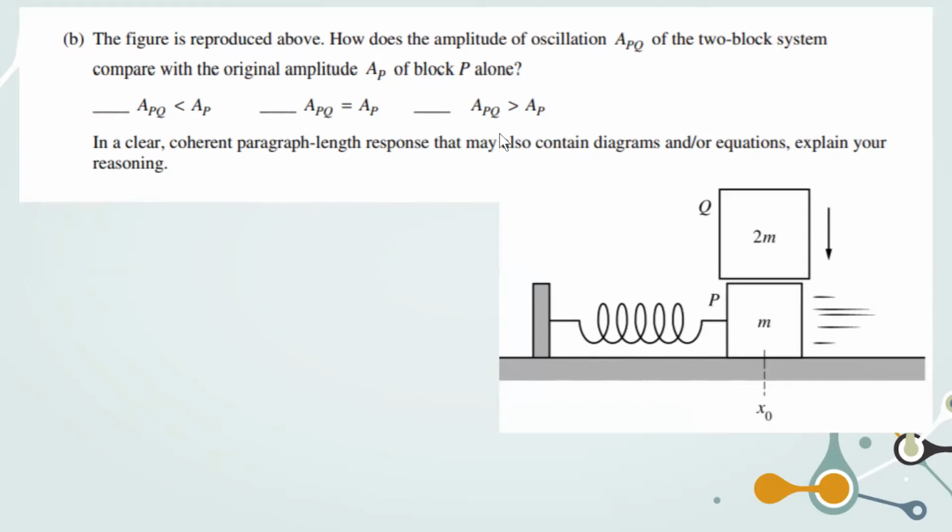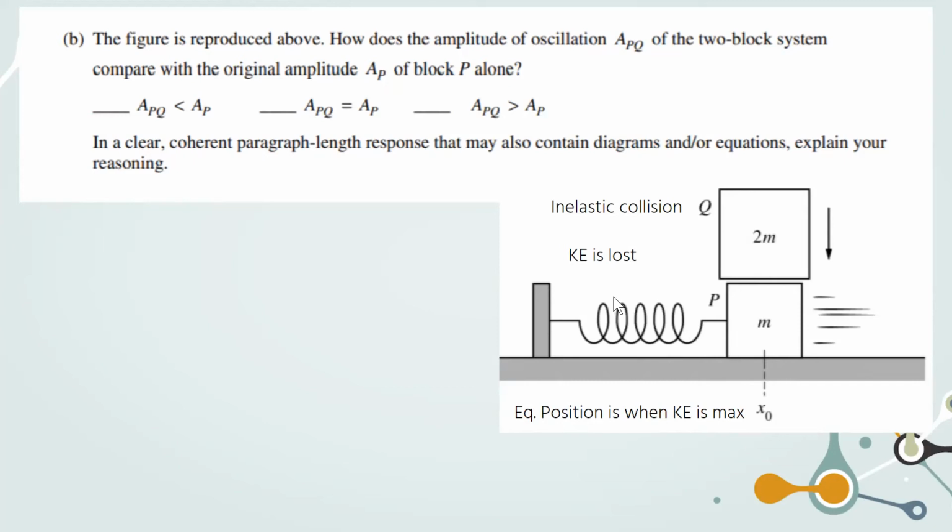So we're asked to compare the new oscillation of APQ. Well, during this change, block Q fell and stuck to block P. Keyword here is that during this collision, the two blocks stuck together. That means it's an inelastic collision. And in an inelastic collision, kinetic energy is lost. And now all this happens at the equilibrium position of the spring. And for springs, this is when the kinetic energy of the system is at its maximum and all the energy of the system is in the form of kinetic.